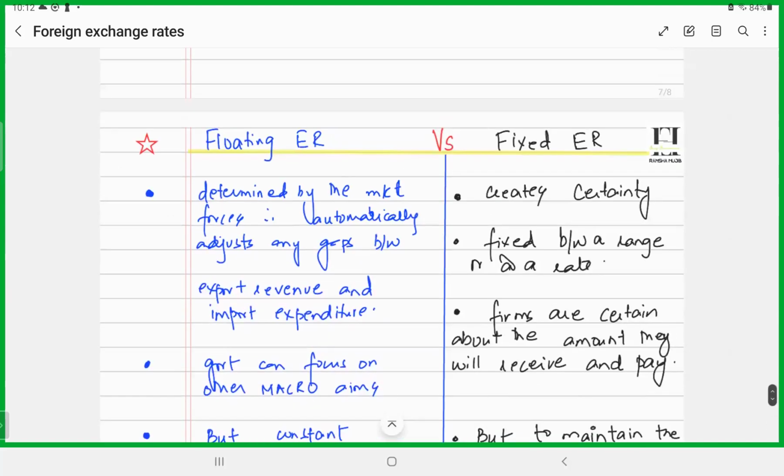On the contrary, a fixed exchange rate creates certainty because we know that the exchange rate is going to be within the prescribed band, within the prescribed limit. So overall, investors and firms are certain about the exchange rate because it is within a specified rate or range. Firms are certain about the amount they would be receiving upon their exports, and they are also sure about the amount they need to pay for their imports.